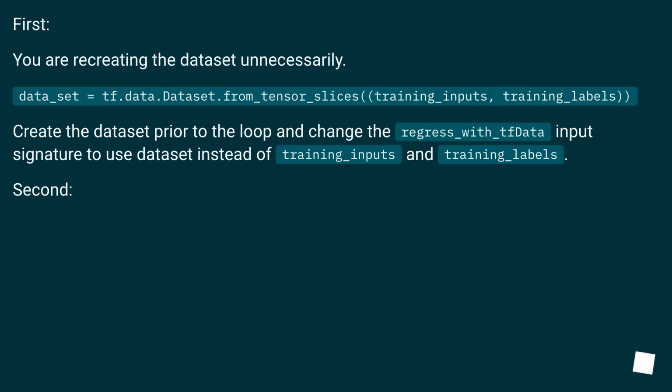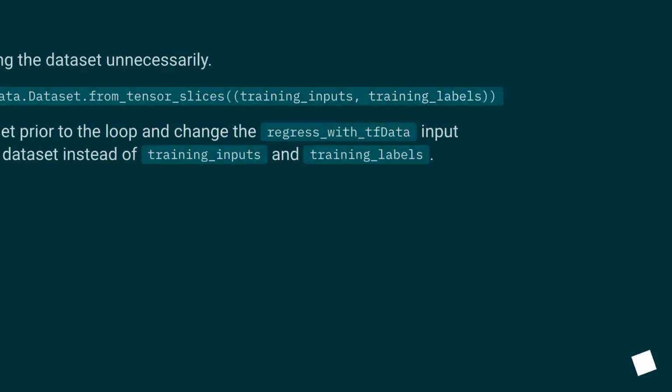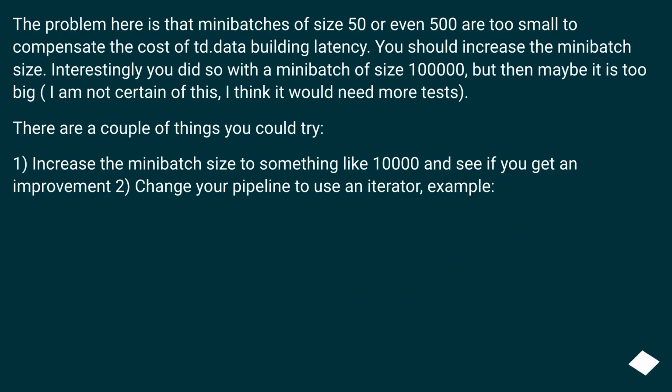Second, the problem here is that many batches of size 50 or even 500 are too small to compensate the cost of tf.data building latency. You should increase the mini batch size. Interestingly, you did so with a mini batch of size 100,000, but then maybe it is too big. I am not certain of this. I think it would need more tests. There are a couple of things you could try. 1. Increase the mini batch size to something like 10,000 and see if you get an improvement. 2. Change your pipeline to use an iterator. Example.